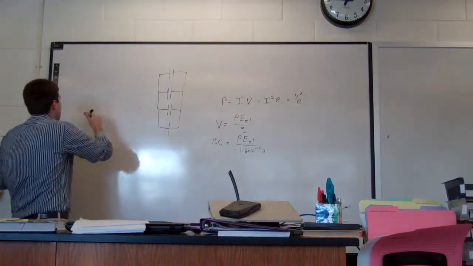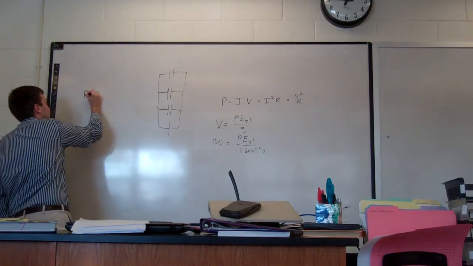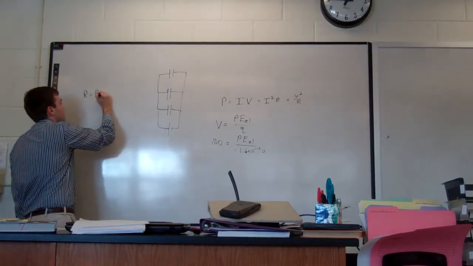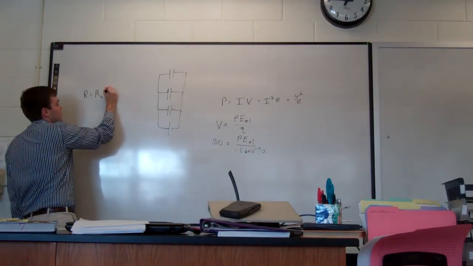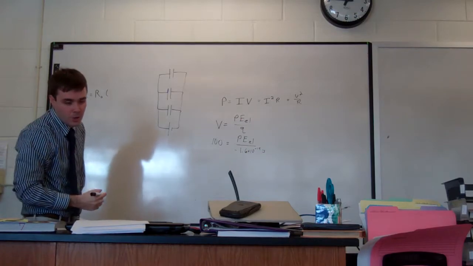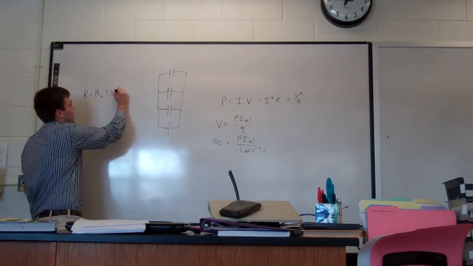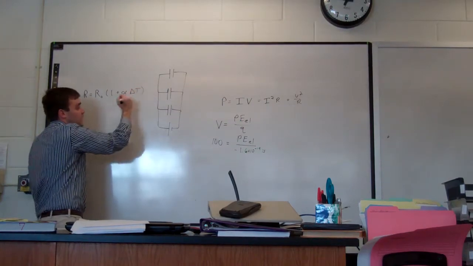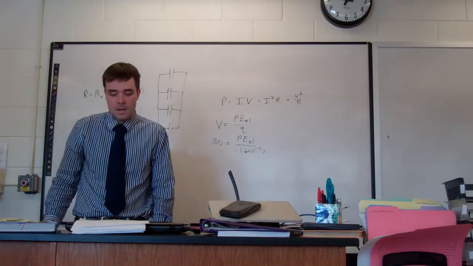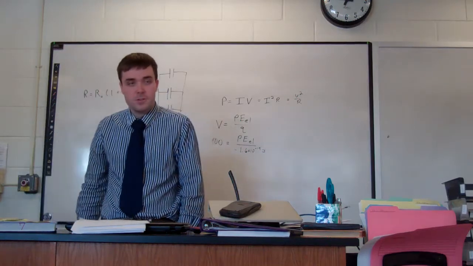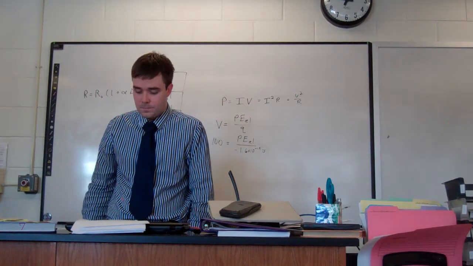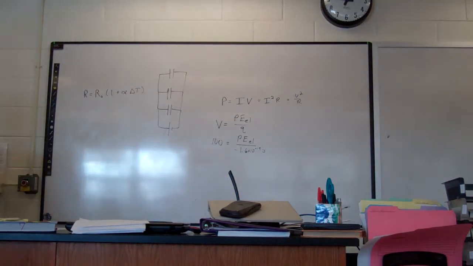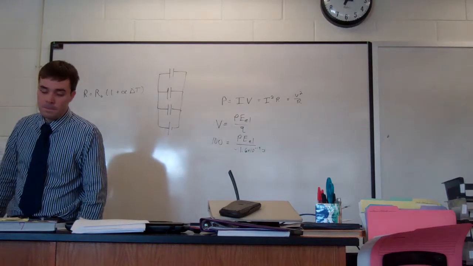Okay. So the resistance is 46. The resistance at a certain temperature is the original resistance times 1 plus alpha delta T. Alpha is the coefficient of resistivity. Wait, do we even have that equation? He said no. So we need to know it. In this case the original resistance is R. Alright.